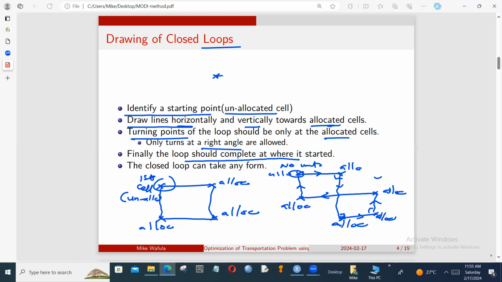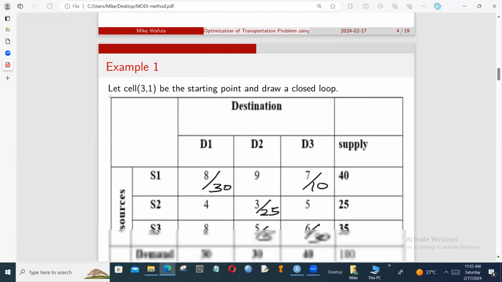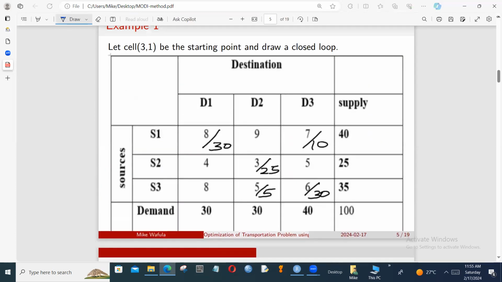In fact, I want us to use the first table that we have just drawn to see whether we can be able to draw a loop. So we want to make use of the first table that we have drawn, this table, which has, you can assign the allocations. You can assign this first cell the way it is. Just assign them the way they are. We shall see how they are obtained much later. But just assign those units the way they are so that we see how we can draw a closed loop.